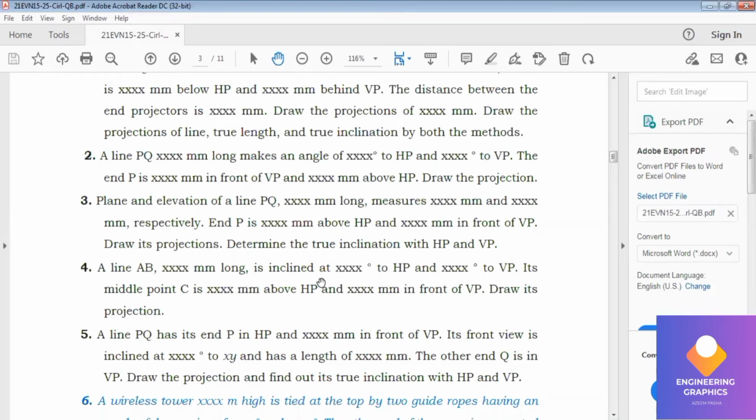That means first we construct this midpoint. From there I'll be proceeding. First I am going to write that midpoint C. From there I'll be considering the length. So in this problem I'll consider the true length as 80 mm, angle of inclination to HP 30 degrees and angle of inclination to VP 45 degrees.